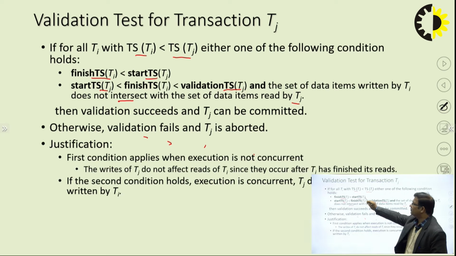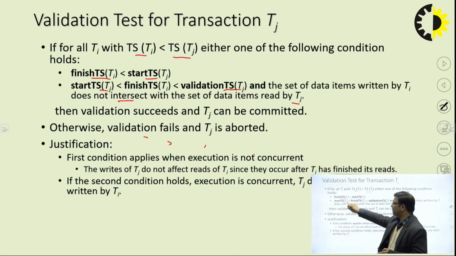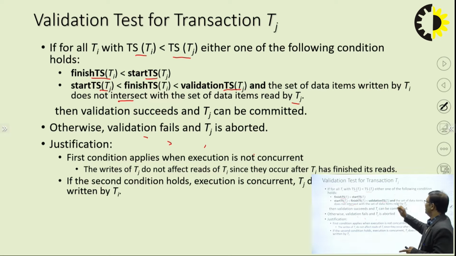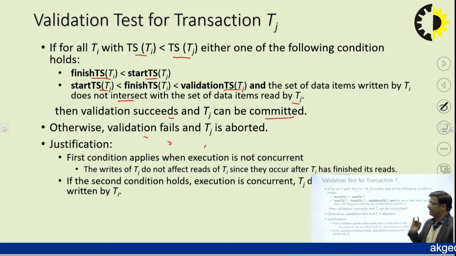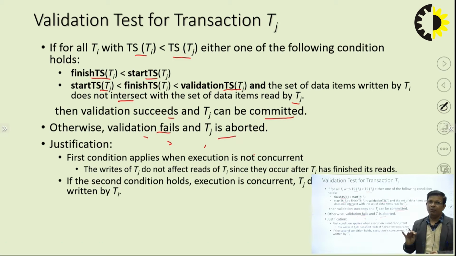The first condition is where the finish time stamping is lesser than the start time stamping. The second condition is that the validation time stamping must always be greater than finish, and finish is greater than start. So the start time stamping comes first, then finish, and then validation, and the set of data items written by Ti does not intersect with the data items read by Tj. Then the validation succeeds and Tj can be committed only in this case. Otherwise, the validation fails and Tj should be aborted.